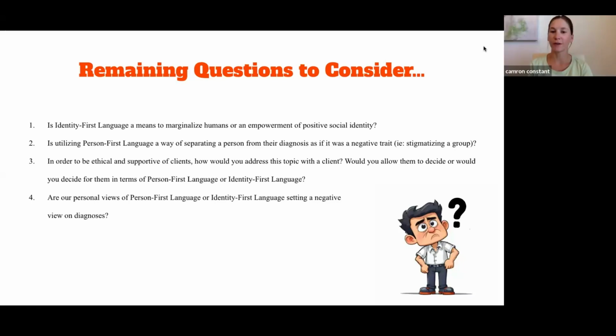I would refrain from ever trying to decide for them. Even if my client wasn't capable of choosing, I would go to a stakeholder or somebody closer to them. I would never leave it for me to decide. But yeah, I would definitely try and address this with any clients that were of age and capable of deciding for themselves.